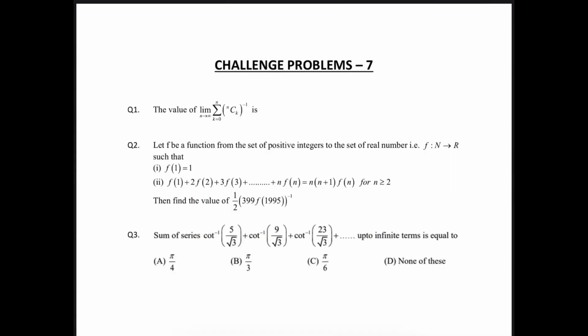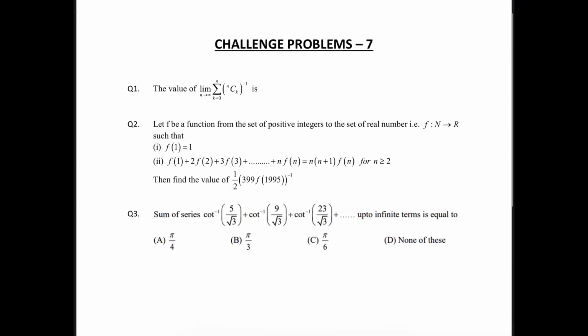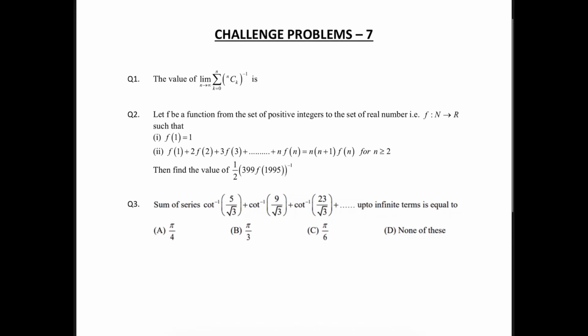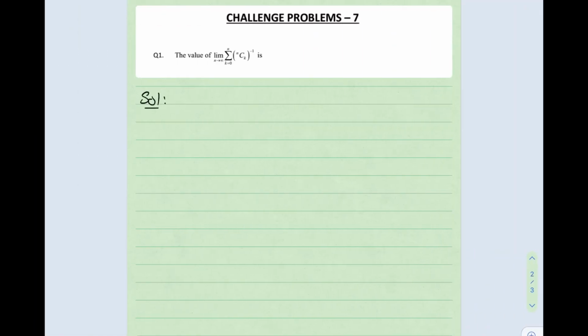Interesting, right? Alright, let's start with solutions to challenge problem number 7. Alright, let's start with question number 1. Here we need to find the sum of reciprocals of binomial coefficients. So let's call it S.